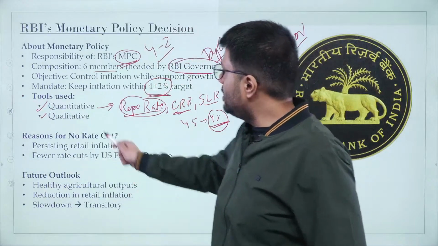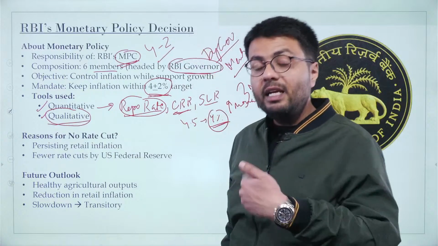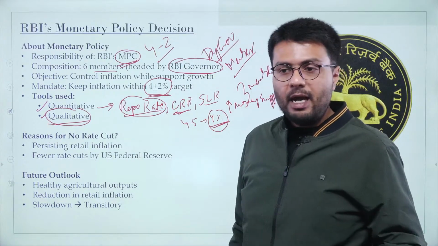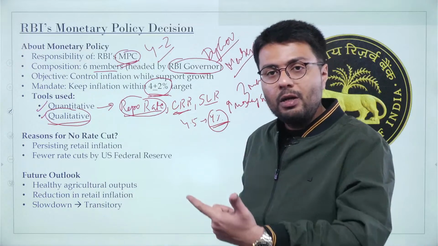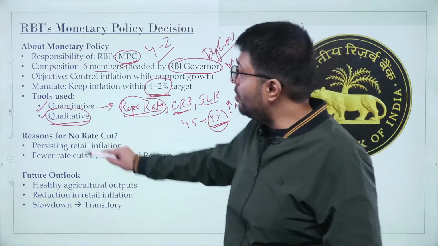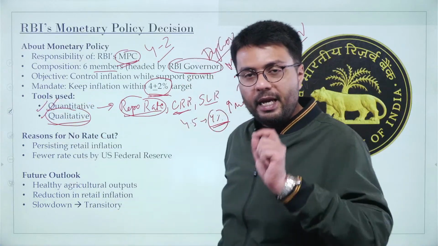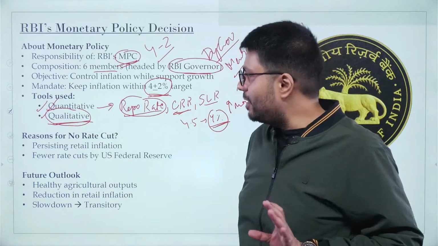Now, let us discuss what qualitative tools are. These are kind of signals that the RBI gives to the banks about in what direction and how they need to lend more, but these are not obligations on the banks. Rather, quantitative tools are more obligatory, whereas qualitative tools are rather symbolic in nature.